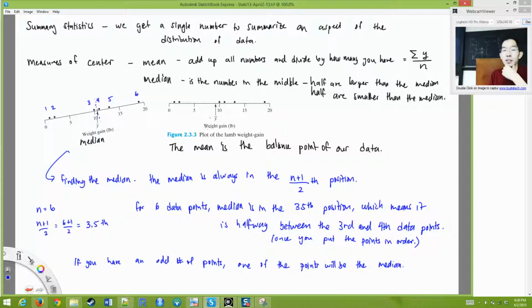Because another key thing to keep in mind is that because the mean is the balance point of the data, the mean is affected by outliers. So if you have an extremely small or extremely large point, the mean is affected, but the median is not. Okay, so let me just write that in a different color. Mean is affected by outliers. Median is not.